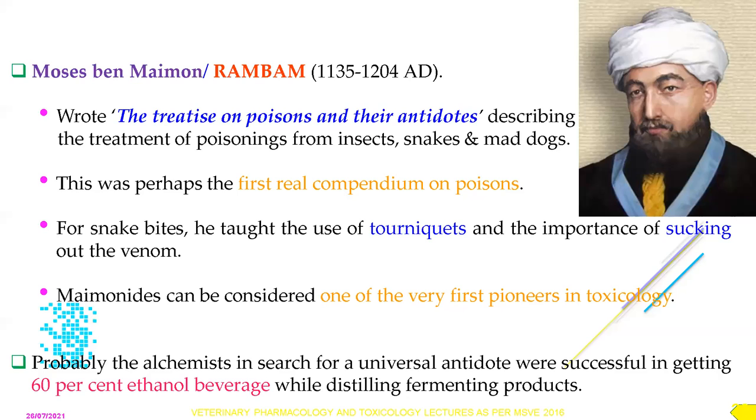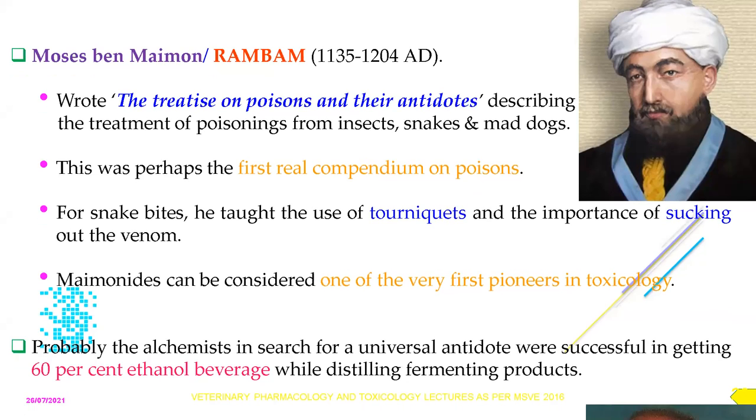So the alchemists arose. Of course, nobody is so fond of gold, but still it is fond of gold. Of course, the lady students are very much attracted towards gold. The alchemists were the ones in search of gold. They traveled the entire world, found the universal antidote, and were successful in getting 60% alcohol from the fermenting products, and they used to drink it while they were in search of gold.